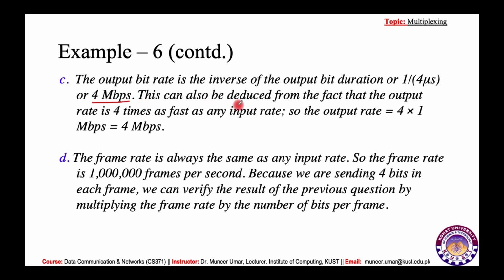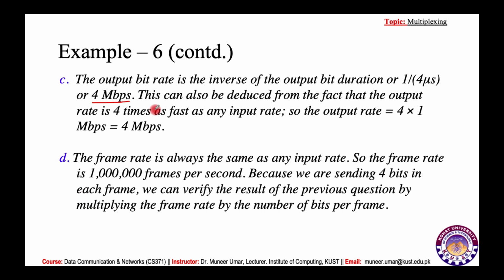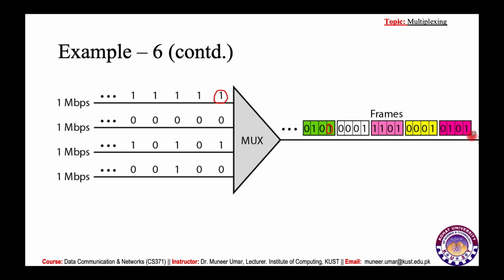This can also be deduced from the fact that the output rate is 4 times as fast as any input rate. So the output rate is 4 into 1 Mbps. Actually here we have 1 Mbps for the input bit rate, and for the output bit rate it would be 4 times greater than the input, so it would be 4 Mbps. This is the entire frame, and also all these 4 frames.